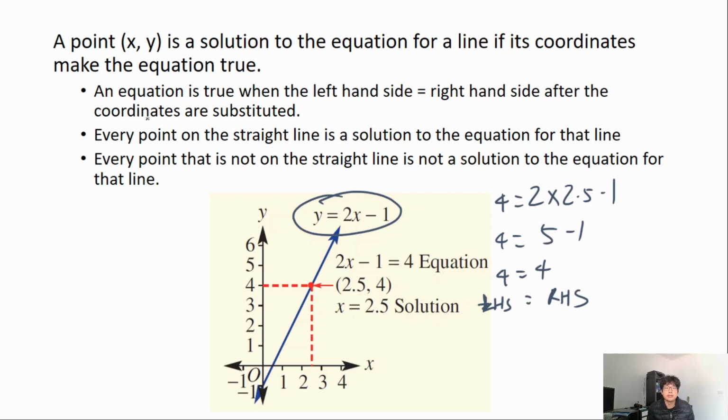So that satisfies this first point here. An equation is true when the left hand side is equal to the right hand side after the coordinates are substituted. Every point on the straight line is a solution to the equation for that line. So anything that's on the straight line here will be a solution for that equation, and every point that is not on the straight line, something that might be out here or out here or out here, is not a solution to the equation for that line.